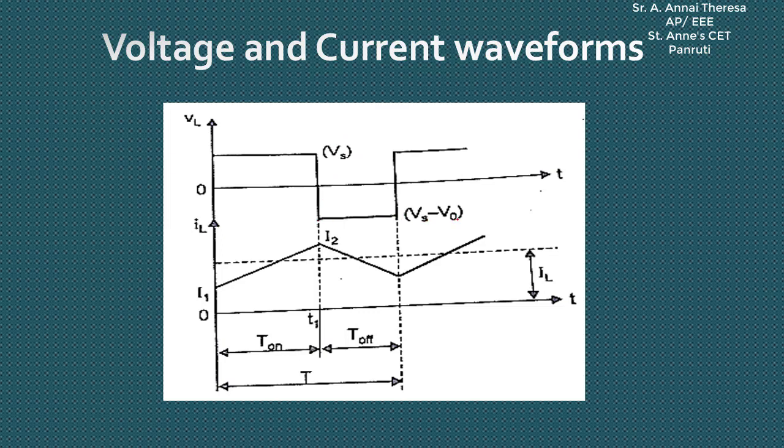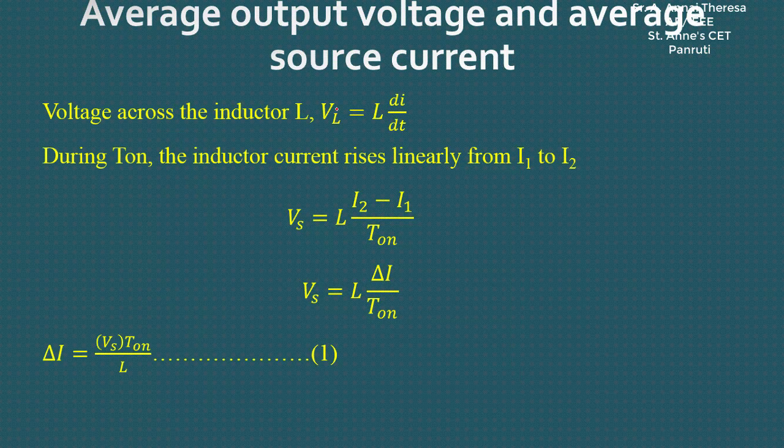Then what about the inductor current? When the switch is on, the current through the inductor will be increasing from I1 to I2. When the switch is off, the current will decrease from I2 to I1. This is the turn on period and this is the turn off period. So this is the voltage and current waveform. Then we can see the derivation of the average output voltage and average source current. We already know that the voltage across the inductor, VL, is equal to L into di by dt.